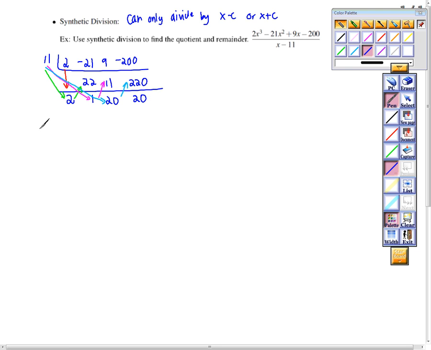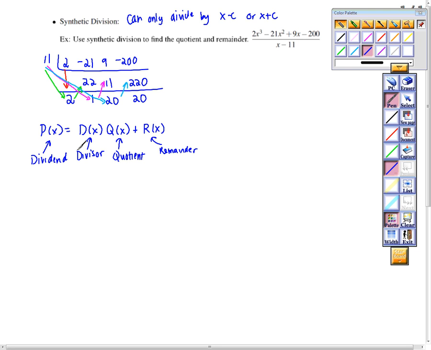So remember that your form is, you have a polynomial p of x, it's equal to d of x times q of x plus r of x. The d of x is the divisor. Q of x is the quotient. And r of x is the remainder. The p of x is the polynomial on top. Sometimes we call that the dividend. Okay?